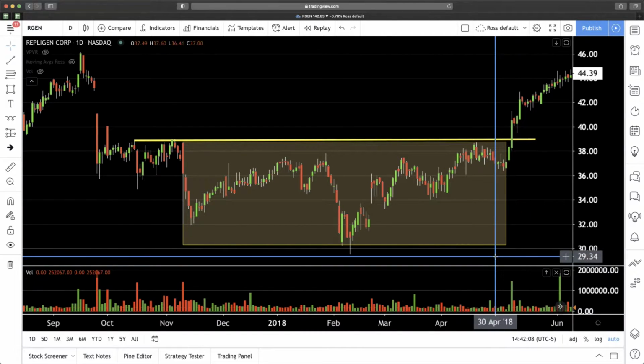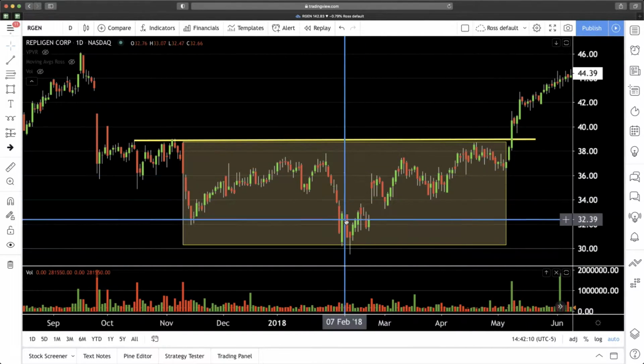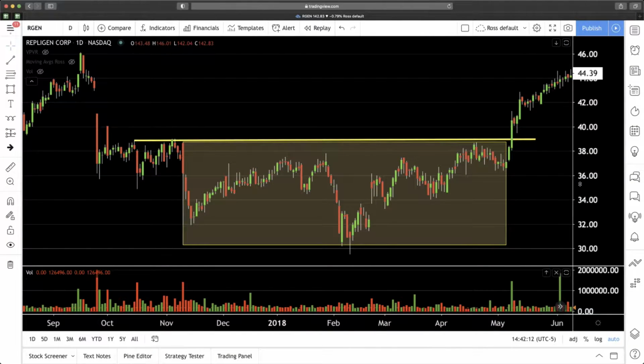Now, the other thing you want to look for in a properly formed base is a decreasing of volatility. To put this in layman's terms, you want these little dips to be shallower and shallower and shallower. Okay, here's what happens in a base.